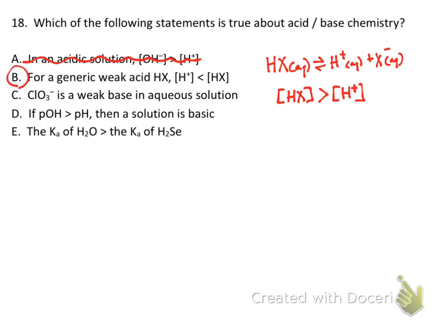Now to go over the other ones, ClO3- is a weak base in aqueous solution. ClO3- is the what of a what, therefore making it what? It's the conjugate base of a strong acid, therefore making it negligible. So that is false. The next one says if pOH is greater than pH, then a solution is basic.